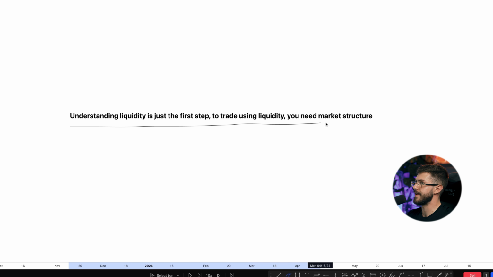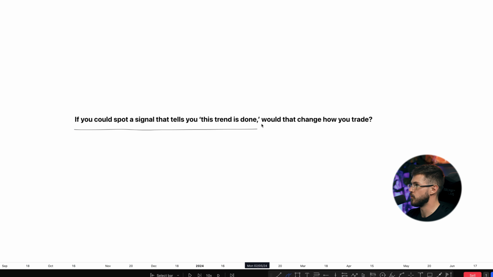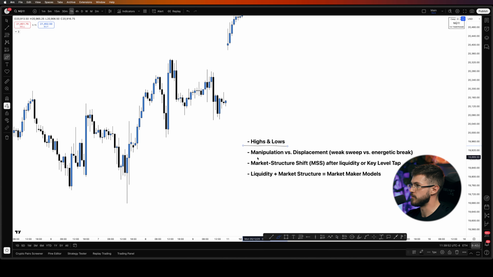In order to trade and execute using it, you need market structure. If you could spot a signal that tells you when the trend is over or when it's likely to continue, would that change the way that you trade? Simply put, market structure is just a series of highs and lows, but not all highs and lows are created equal. So we have to use a tool called manipulation and displacement to tell which we want to pay attention to. Now, first, I want you to take note of what classifies as a high or a low.